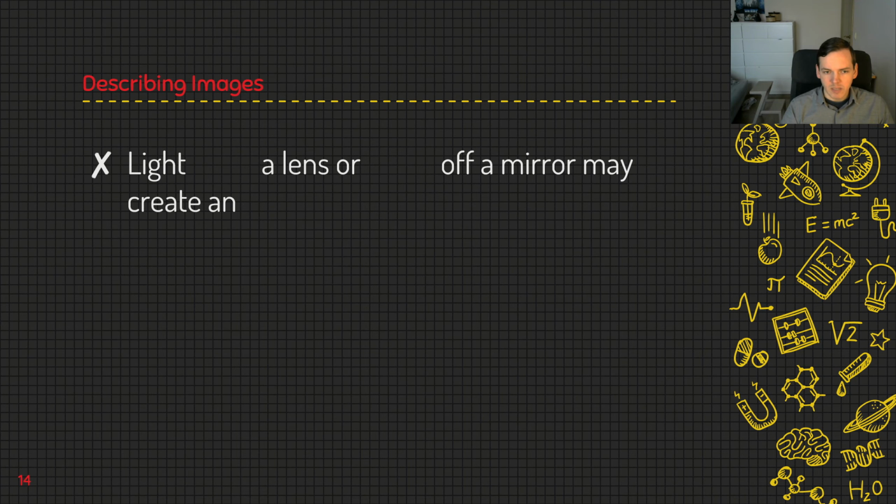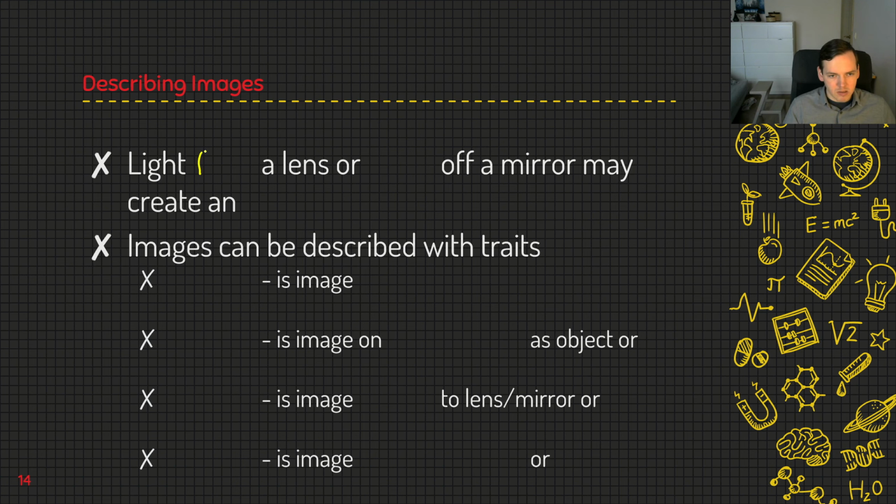When light travels through a lens or bounces off a mirror, those are the two ways we might redirect light. So when light travels through a lens or bounces off a mirror, it may create an image. Not always, but oftentimes it will.